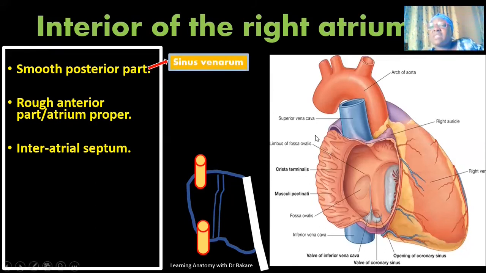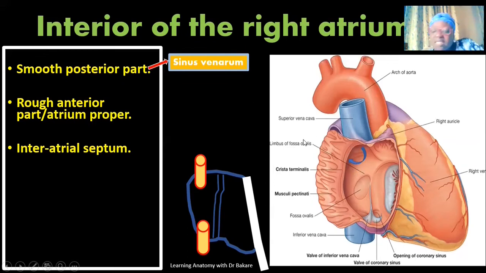Remember when we tried to establish the sulcus terminalis and the crista terminalis, we said that the region between the superior and inferior vena cava is where we have the sinus venarum. This region is the smooth posterior region of the right atrium because it's located at the back. And if you look at the inner configuration, it appears to be smooth.